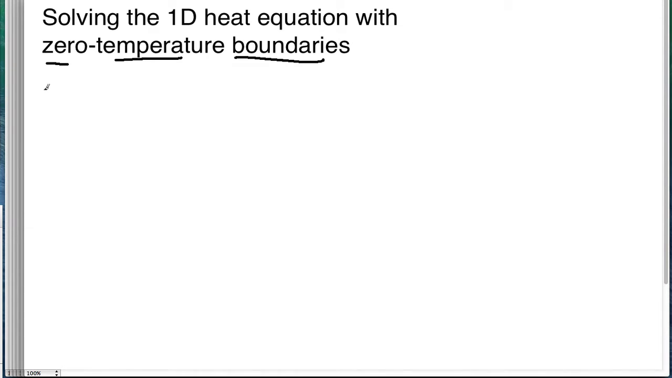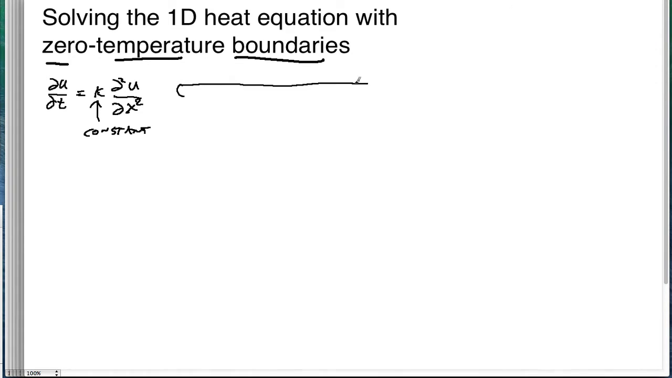Let's write down again the heat equation. So there's the heat equation. Now we're going to consider this constant, and that's going to be the thermal diffusivity. We're going to do this for a metal rod. We can think of it as a solid metal rod with boundaries at x equals 0 and L. So this is the x space.